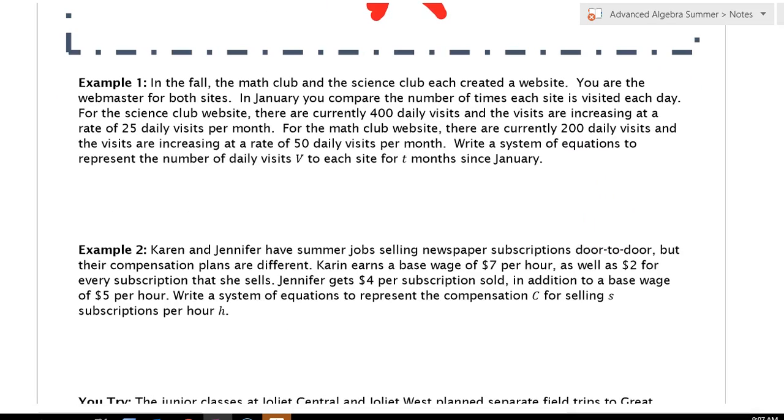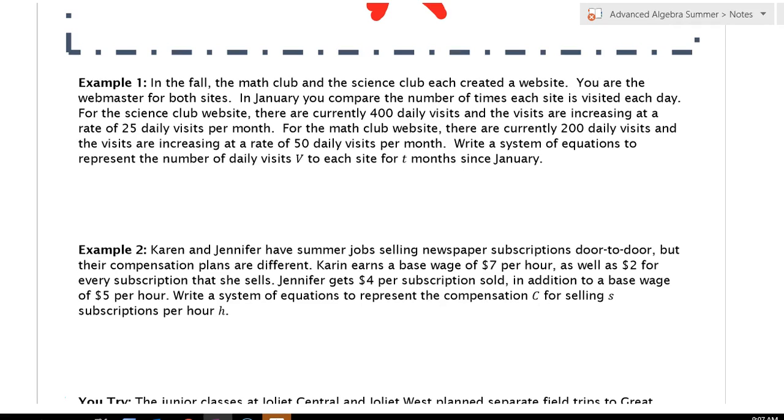Okay, so in the fall, the Math Club and the Science Club each created a website. So we have 2 different things we're talking about here. You are the webmaster for both sites. In January, you compare the number of times each site is visited each day. For the Science Club, there are currently 400 daily visits, and the visits are increasing at a rate of 25 daily visits per month. For the Math Club, we have 200 daily visits, and the visits are increasing at a rate of 50 daily visits per month. Write a system of equations to represent the number of daily visits V to each site for T months since January.